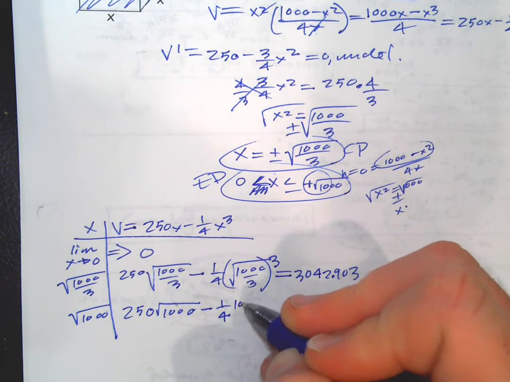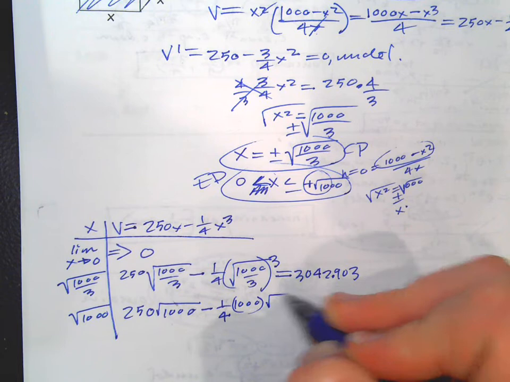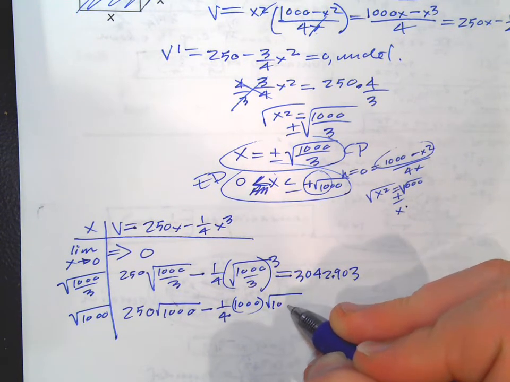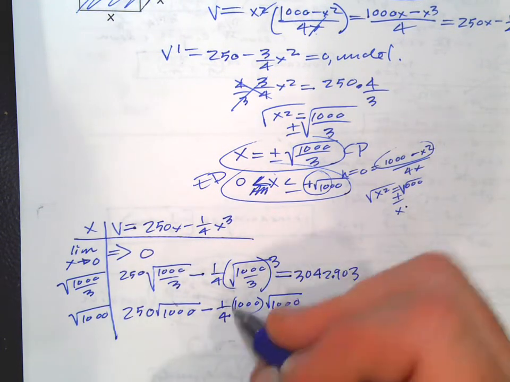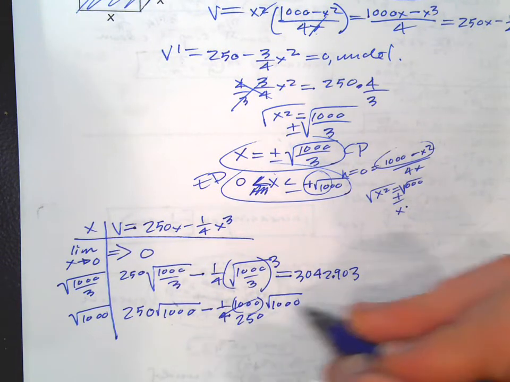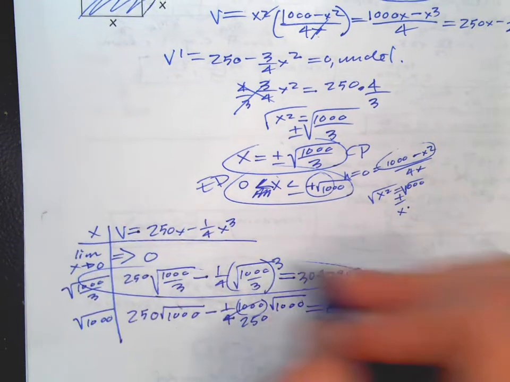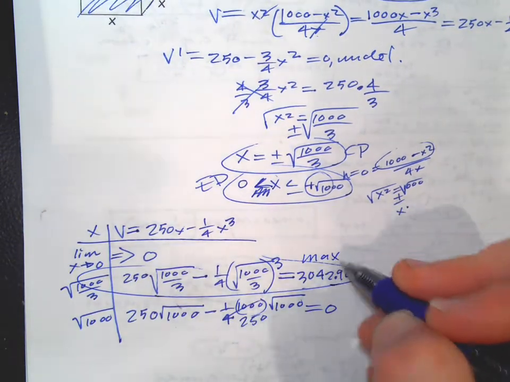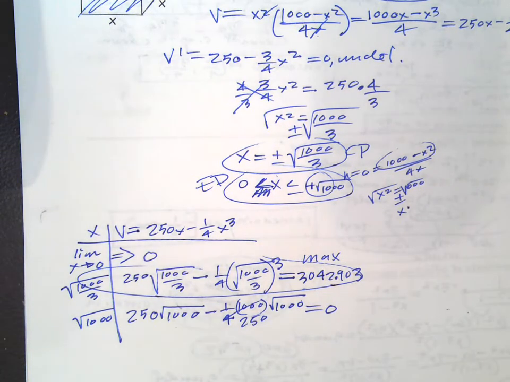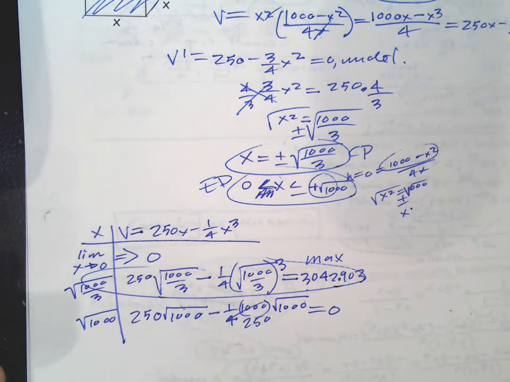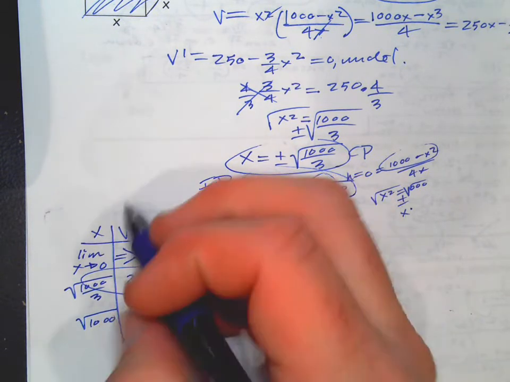If you do the square root of 1,000, we're going to get 1,000 out of it, and then we're still going to have a square root of 1,000 left when we cube it. That's going to be 250, and that's going to give you 0. So this is the max. But here's the problem. That was gross. What if you don't have a calculator? And technically, this is not the extreme value theorem, so you can't really justify it that way. You have to do it as a limit.